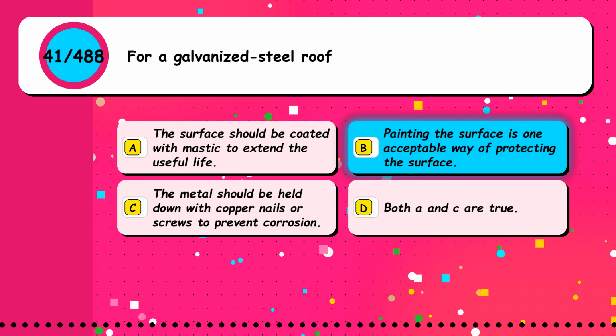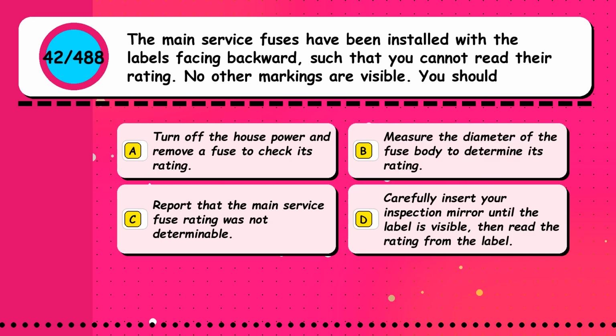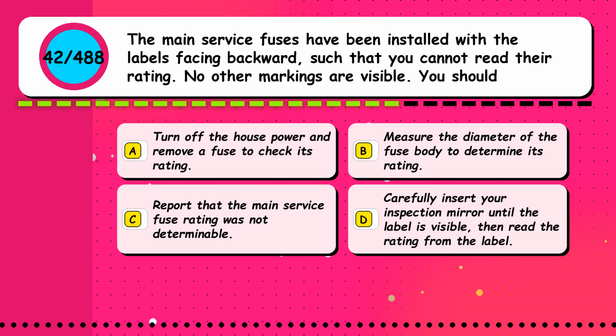The correct answer is option B, painting the surface is one acceptable way of protecting the surface. Question 42. The main service fuses have been installed with the labels facing backward, such that you cannot read their rating. No other markings are visible. You should: Option A, turn off the house power and remove a fuse to check its rating. Option B, measure the diameter of the fuse body to determine its rating. Option C, report that the main service fuse rating was not determinable. Option D, carefully insert your inspection mirror until the label is visible, then read the rating from the label.